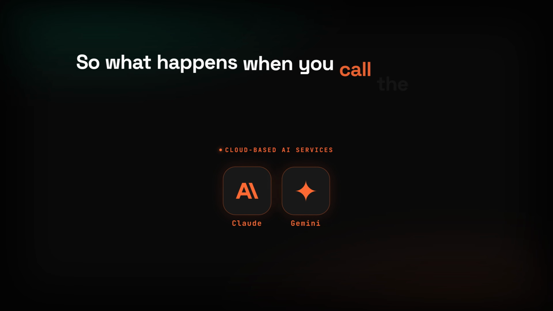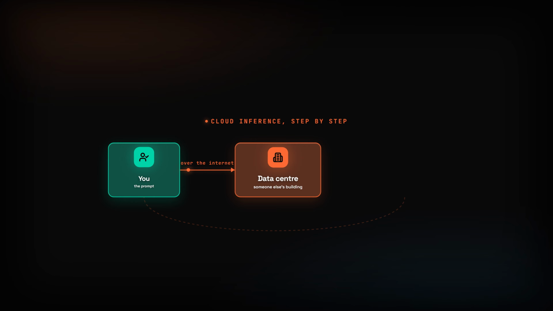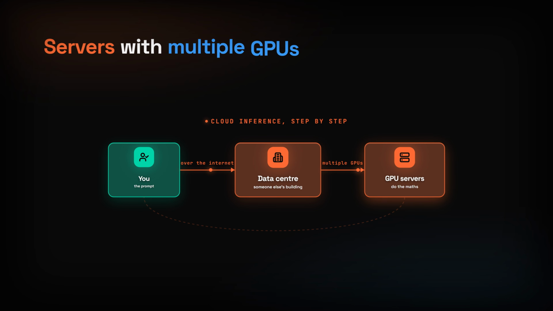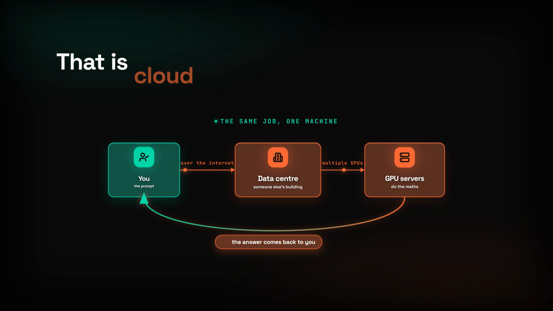Whenever you interact with cloud-based AI services, such as Claude or Gemini, your prompt travels over the internet to a data center. There, powerful servers containing multiple GPUs perform the required computations, generate the response, and send it back to your device. This process is known as cloud inference.